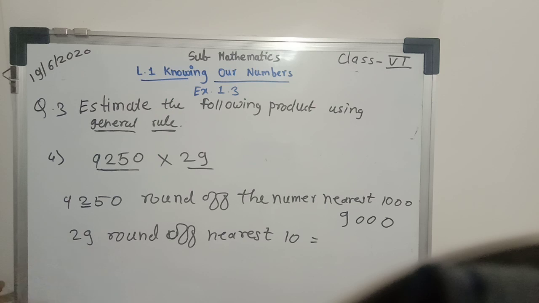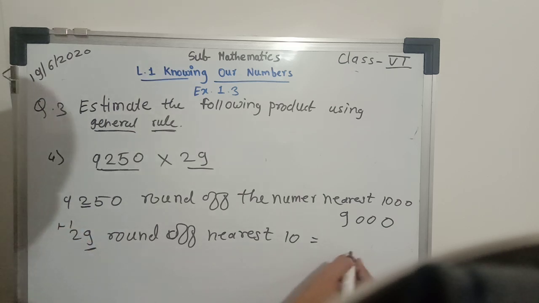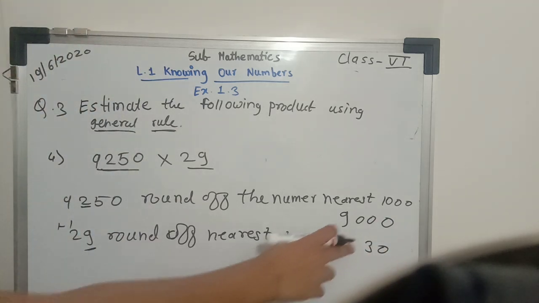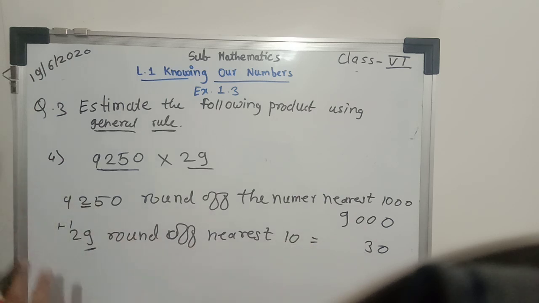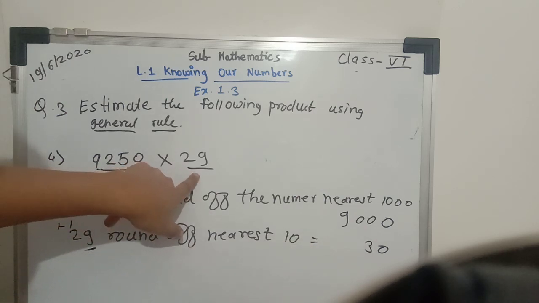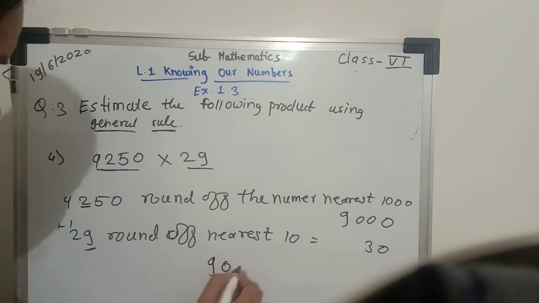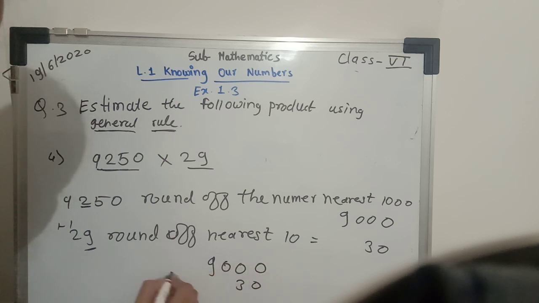Okay, now let's see the second number, that is 29. Here a 2-digit number is there, so we can round up this number to the nearest 10 only. On the 1's place 9 is there, which is more than 5. So increase the 10th place by 1 and replace the 1's place by 0 and we'll get 30. So these are the rounded numbers of these two numbers. Okay, here we rounded both numbers differently. Okay, now let's do the multiplication of these two numbers.